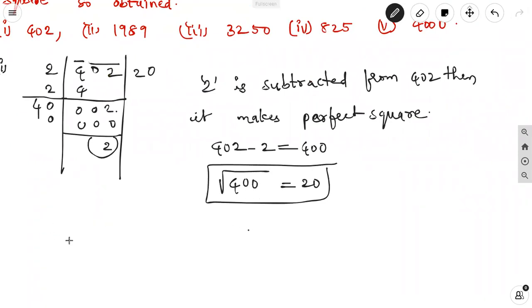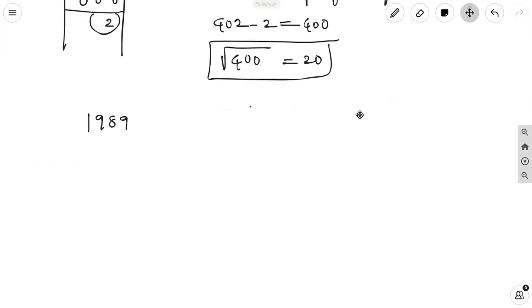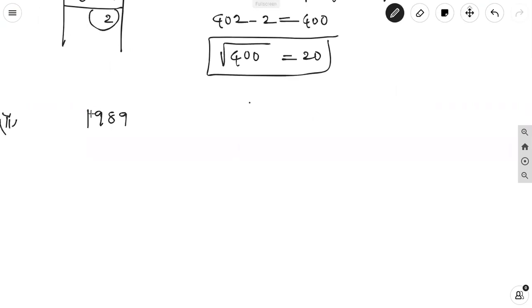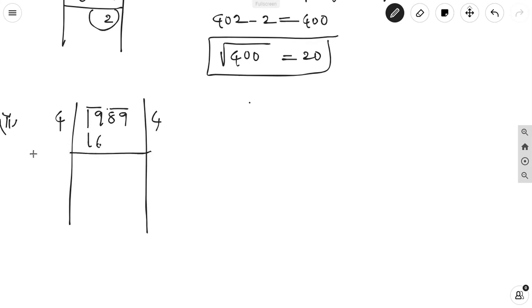The second problem is 1989. Again, we can use the division method to find the remainder. Here make pairs, ones and tens is one pair, next hundreds and thousands. Taking the pair 19, the nearest perfect square is 4 fours are 16. Then we take the double of the quotient, that is 8, and subtract 16 from 19, then 3 is the remainder.